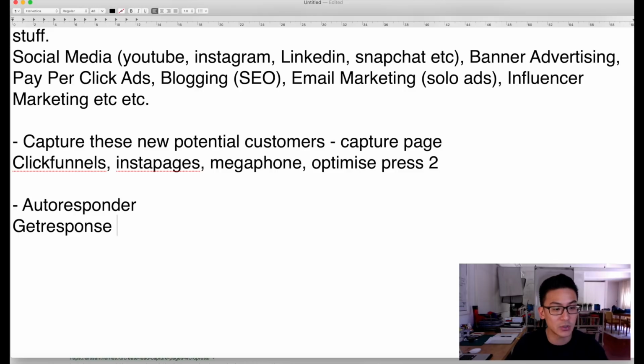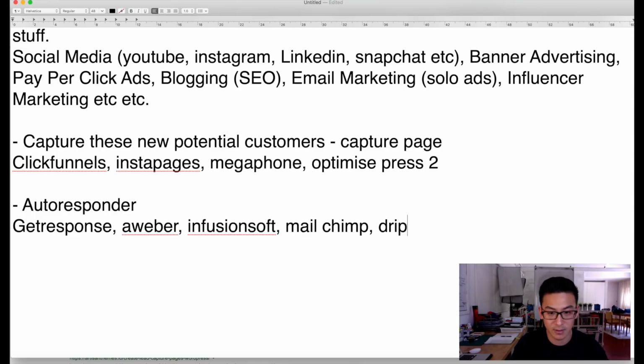The one I like to use is GetResponse, but there's a lot of different ones. Aweber, Infusionsoft, Mailchimp. There's so many. Drip. This is endless. There's like 30 or 40 of them, right? But you can choose any one that you want.